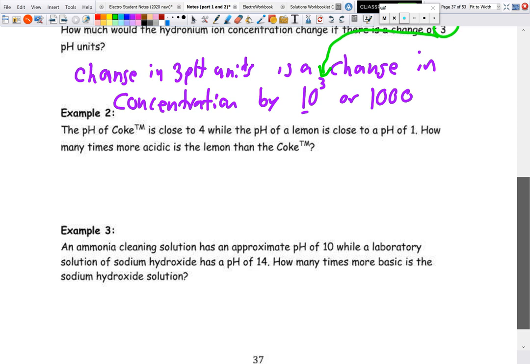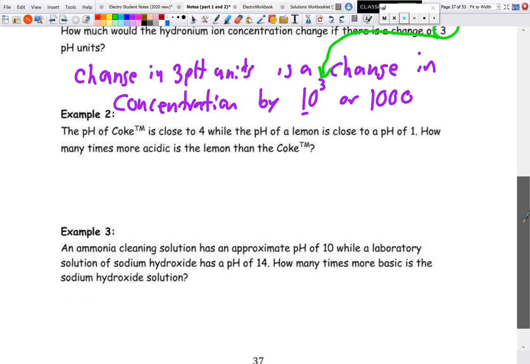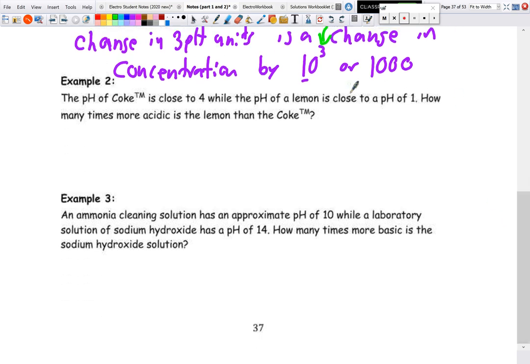All right. Now with that, if you can follow that, and then of course think you can get the other two, please do. So example 2, pH of Coke is close to pH of 4, while pH of lemon is close to 1. How many times more acidic is the lemon than Coke? And an ammonia cleaning solution has an approximate pH of 10, while a laboratory solution of sodium hydroxide has a pH of 14. How many times more basic is the sodium hydroxide solution? So if you think you can tackle these here on your own, please pause the video and please tackle them. If not, I'm going to put the answers up to these here in 3 seconds.